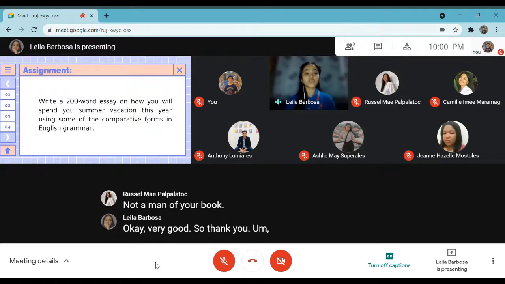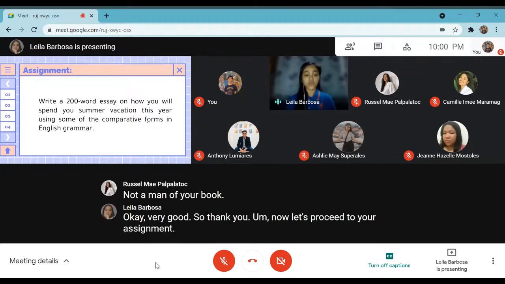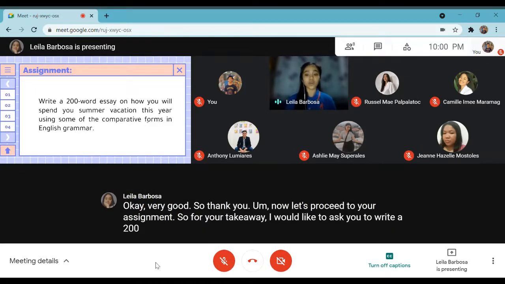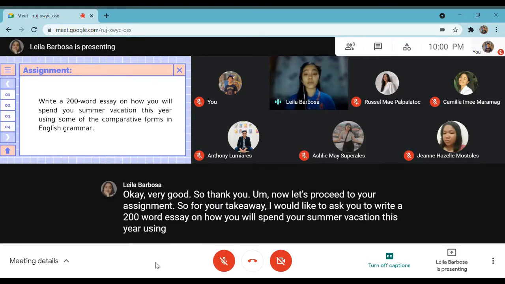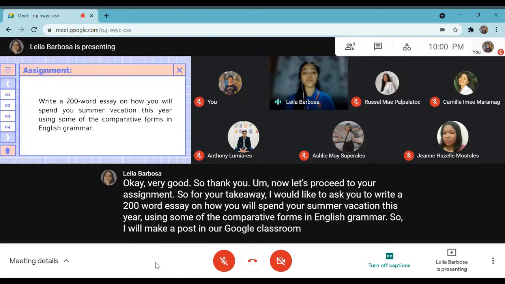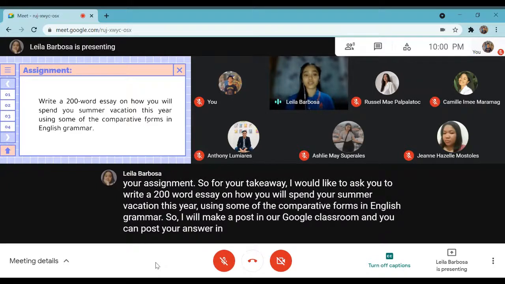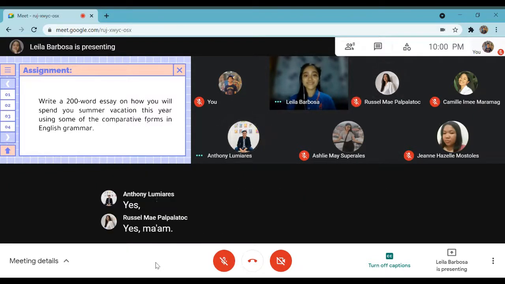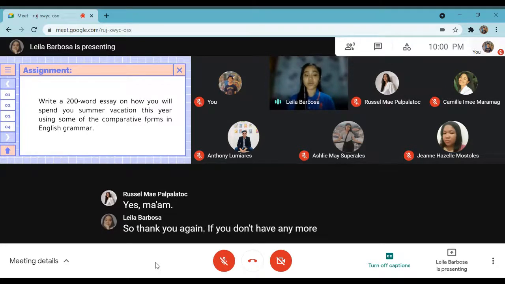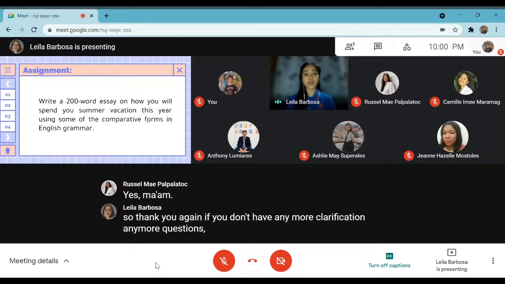Now let's proceed to your assignment. So, for your takeaway, I would like to ask you to write a 200-word essay on how you will spend your summer vacation this year using some of the comparative forms in English grammar. So, I will make a post in our Google Classroom and you can post your answer in the comment section. Is that all clear? Yes, ma'am.